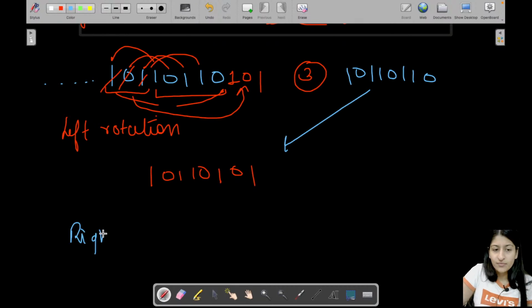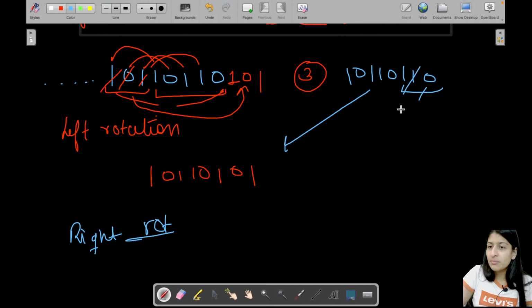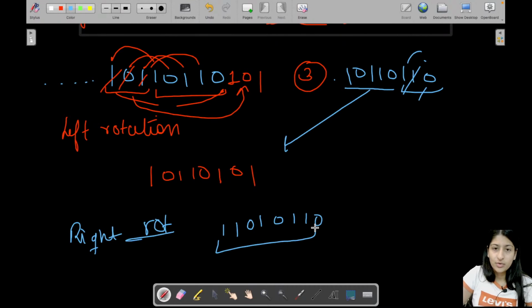If I want to do right shift, right rotation, then what is it going to be? Right rotation means the last 3 digits I am going to just remove them and place it here. So that's how it is going to happen. You shift each of them by right by 3 times. So when you do so, what is the number that you are going to get? 1011, 10110, and 0 will come here, then 1 will come here, then 1 will come here. So this is the number that you are going to get. I hope the rotations are clear to you.